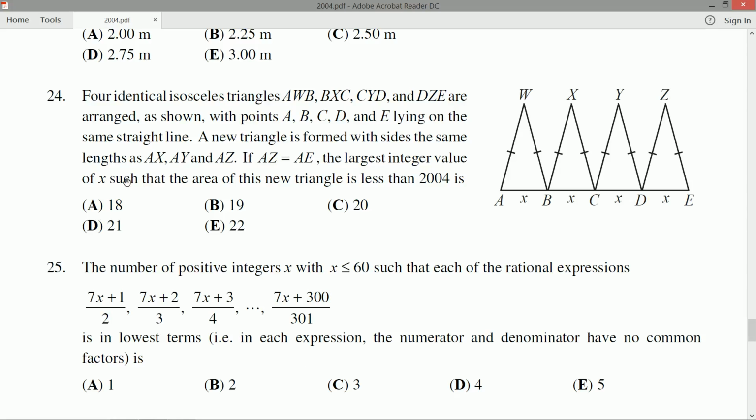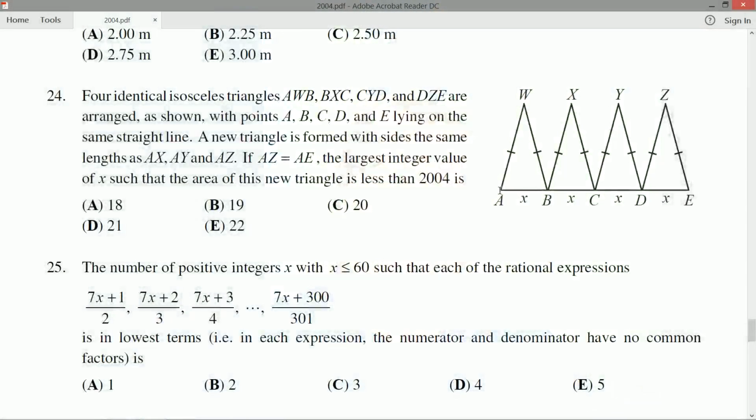So we would like an area in terms of x. That way we can say, oh, this formula in x is less than 2004. And I would guess x is a length, and we're talking about areas. I would guess we're probably going to get some sort of quadratic formula in x. And then it's not that bad to say this is less than 2004, figure out some x values, and get integers. We want the largest integer value of x. So it remains for us just to get a formula for this area.